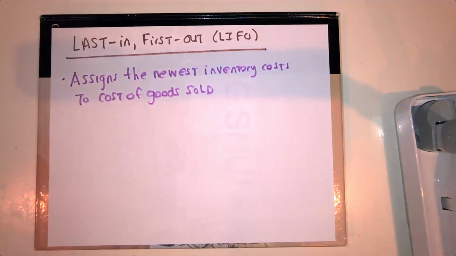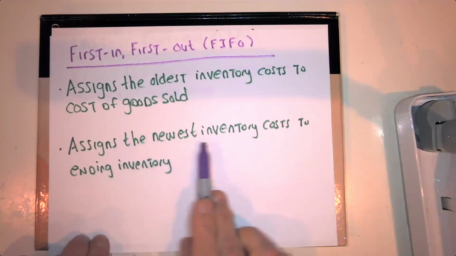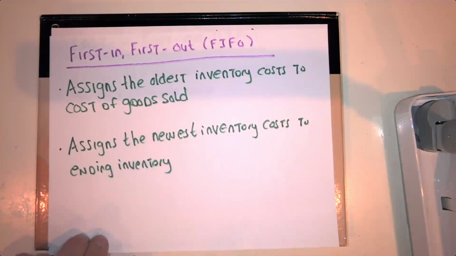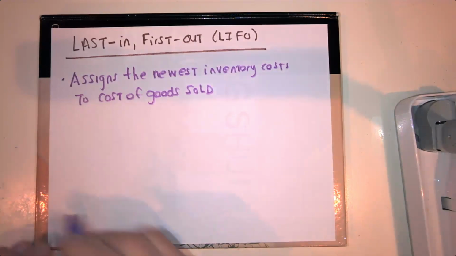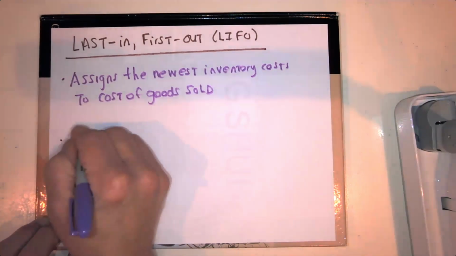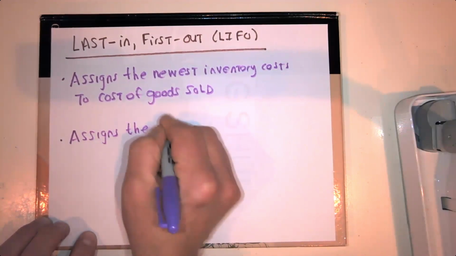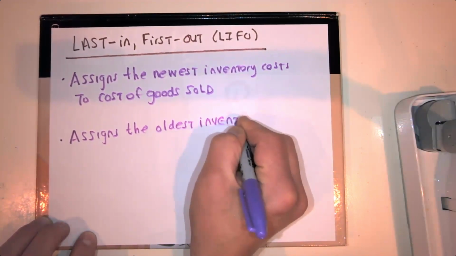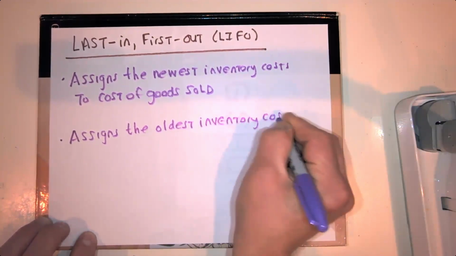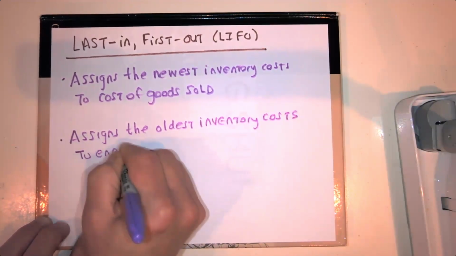And whereas FIFO assigns the newest cost to ending inventory, LIFO does the opposite. So it assigns the oldest costs to our ending inventory. It assigns the oldest inventory costs to ending inventory.